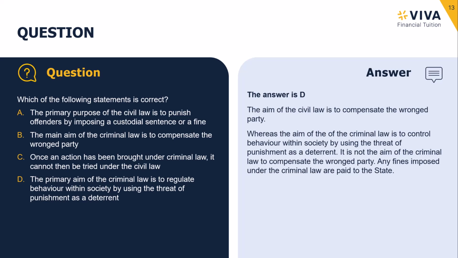And then, once an action has been brought under criminal law, it cannot then be tried under civil law. Well, we saw in the previous lecture that no, you can have one action leading to both criminal law and civil law. So if I drink drive and injure a pedestrian, I can be prosecuted for drink driving, and I could be sued for negligence as well. So the correct one is D. The primary aim of criminal law is to regulate people's behaviour. So we don't do things because we may be caught and punished.